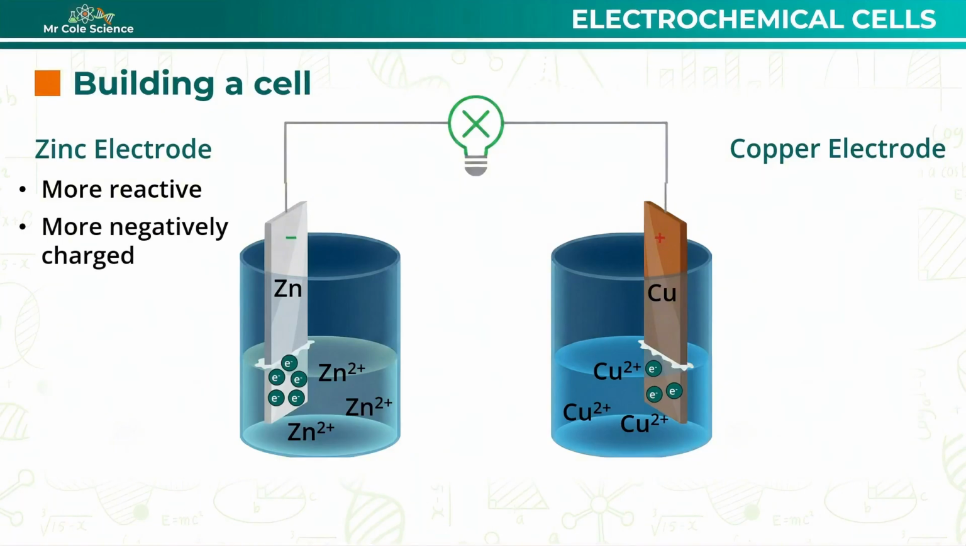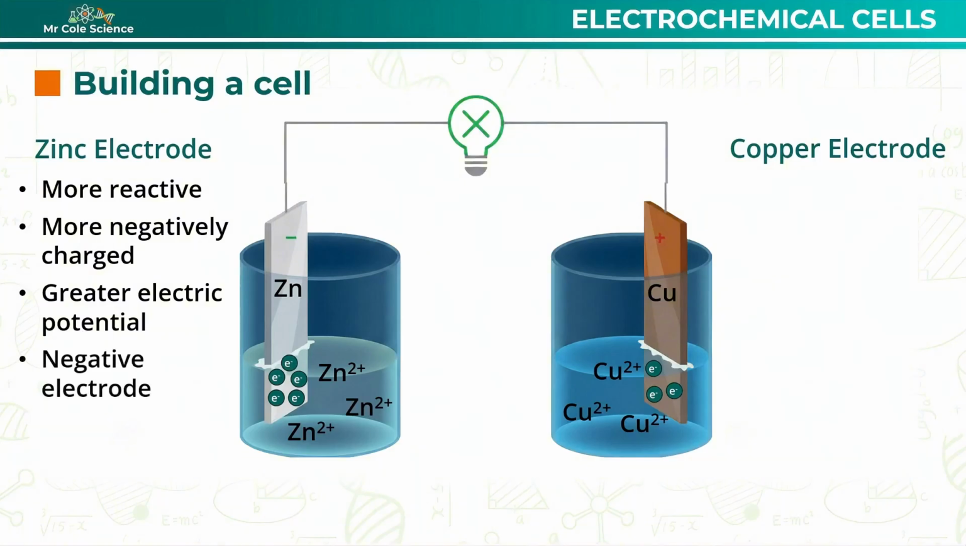As a consequence of that greater buildup of electrons, we're going to have a greater, or more negative, electric potential, which means that the zinc half cell is pushing the electrons away from it more so than our copper half cell is. Our zinc electrode is going to become our negative electrode. Ultimately, it's where our oxidation is going to occur and where those electrons are going to move from.